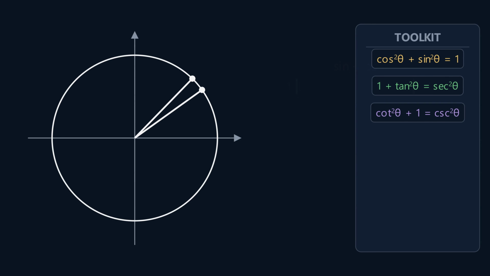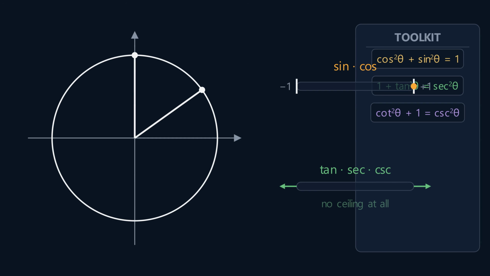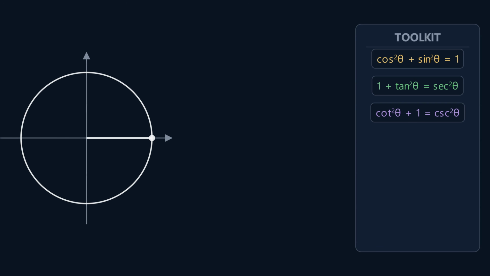Look at what the picture tells you before you calculate anything. Sine and cosine are chords of a circle of radius 1, so they can never exceed 1. But tangent, secant, and cosecant are segments outside the circle. They have no ceiling at all. They run away to infinity. So we have a point going round a circle, and two numbers describing it. The last step is the one that changes everything.